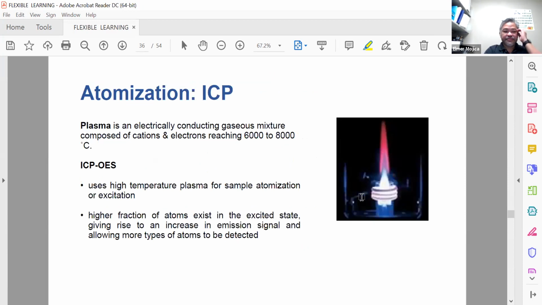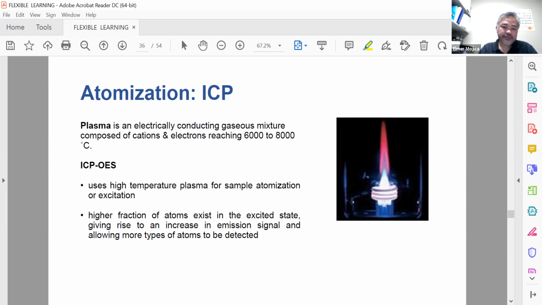Now let's go to the ICP. In an inductively coupled plasma, the plasma is an electrically conducting gaseous mixture composed of cations and electrons, reaching 6,000 to 8,000 degrees Celsius. That's so high compared to the other atomization method, 2 to 3 times higher.